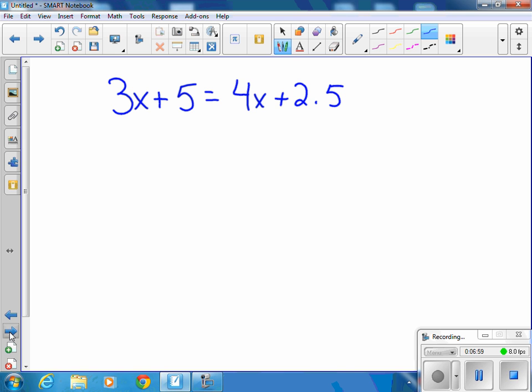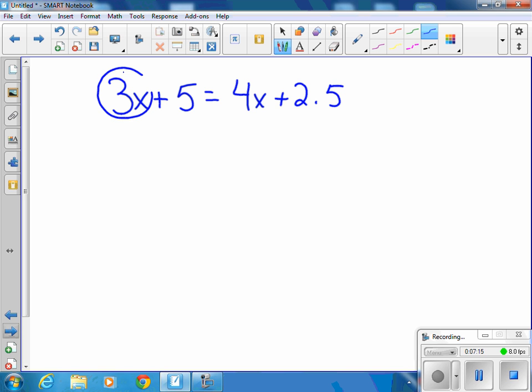Don't be freaked out if you have decimals in your answer or in your value. It's the same kind of thing. So we don't need to really worry too much about this. But again, I need to look at my x values first, my variables. Okay, so my terms with my variables is what I'm looking for first.